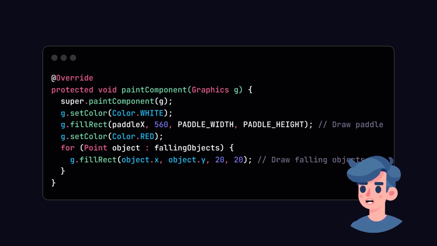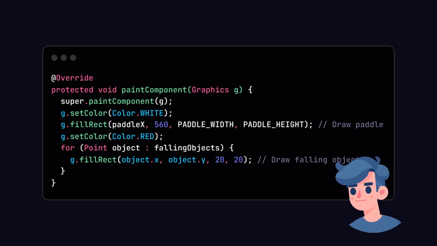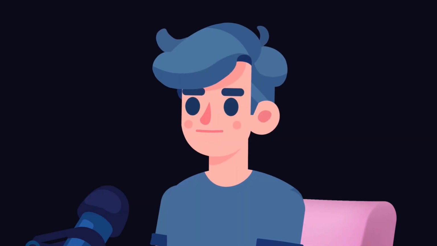Now, let's implement the rendering of our game components. We need to override the paintComponent method to draw the paddle and the falling objects. Add the following code. This code sets the paddle color and its position at the bottom of the panel. We also change the color of falling objects to red and draw them at their respective coordinates.